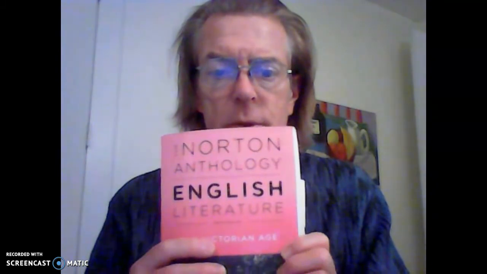So these are the books that are going to be required. I say the books plural because the literature book has been broken up into 3. Let's see if I can hold on to all 3 at once. The first one begins here, Norton Anthology of English Literature, the Romantic Period. Secondly, the Norton Anthology of English Literature, Victorian Age.